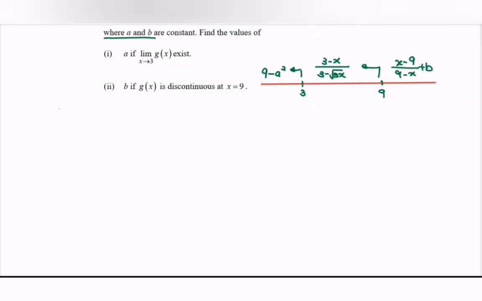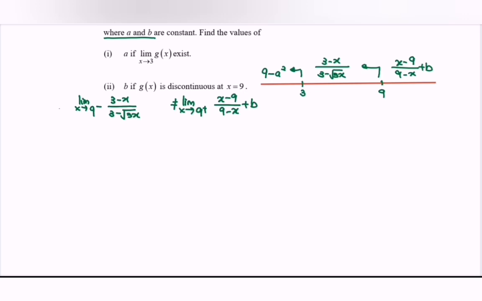Next, focus on the second part. Find the value b if g(x) is discontinuous at x equals 9. The limit when x approaching 9 from the left is not the same as the limit when x approaching 9 from the right because of the discontinuity. Meaning that the limit when x approaching 9 does not exist. Kindly substitute. We have 3 minus x over 3 minus the square root of 3x. Continue. We have x minus 9 over 9 minus x plus b.